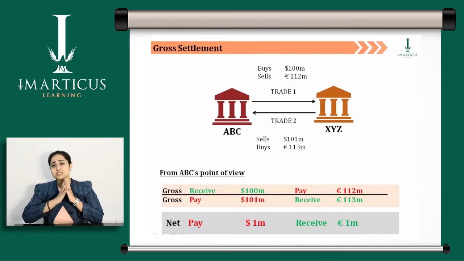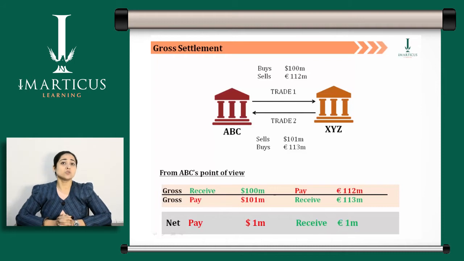Instead, wouldn't it make sense if the counterparties net the amount, resulting in ABC paying $1 million and receiving 1 million euros? So, even if XYZ fails to make their payments, ABC has now only lost 1 million euros. The above concept is known as netting.